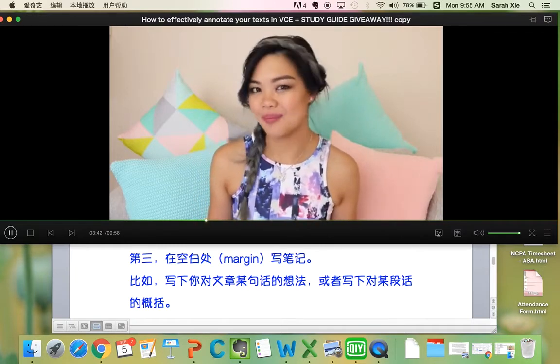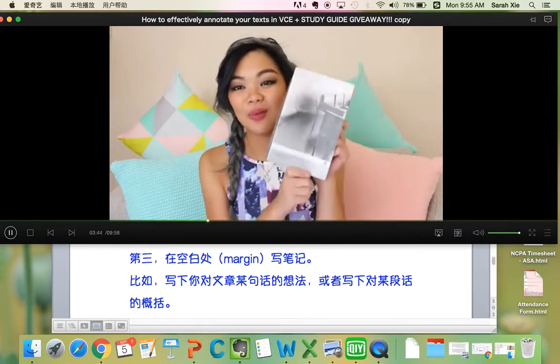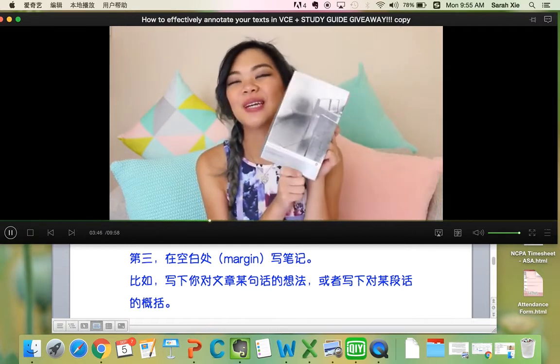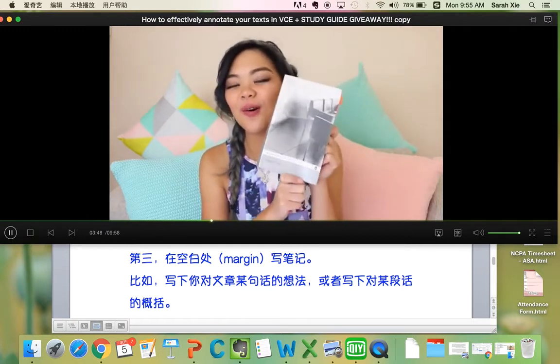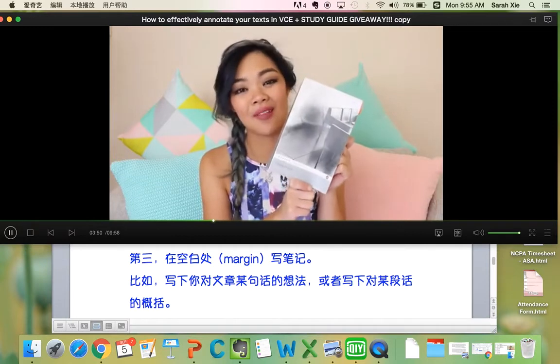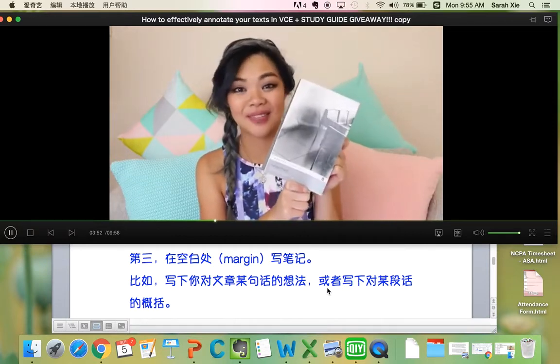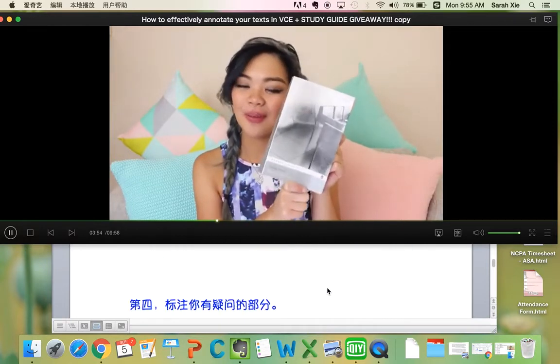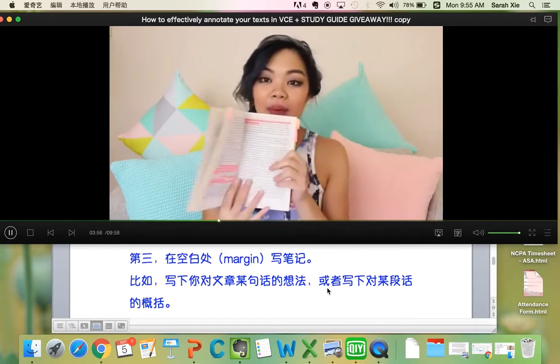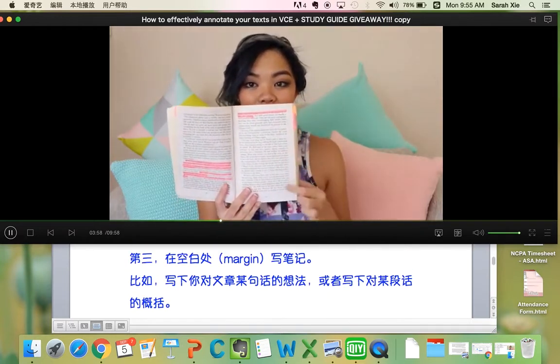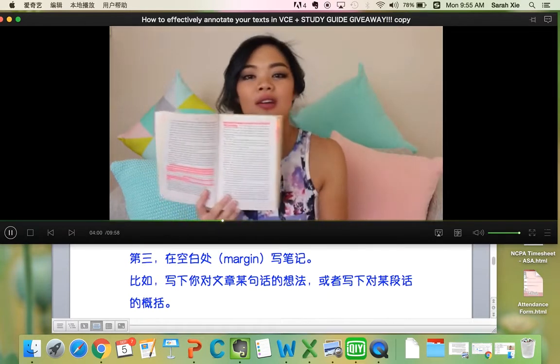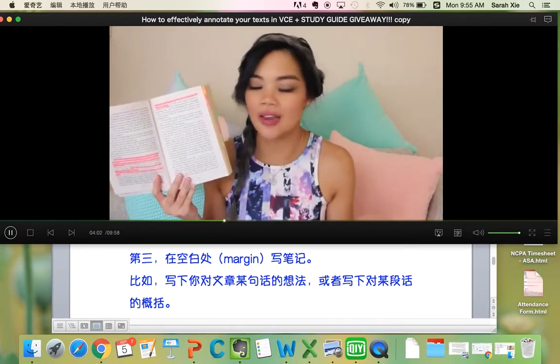And what do I mean by the margins of a text? So right now I'm looking at the book 1984, which is actually my favorite book of all time. It's the best book ever, and I would highly recommend you guys read this if you guys have time and finish VCE. The margins are basically the sides, so the empty gaps, right? So why not use them as note-taking areas?